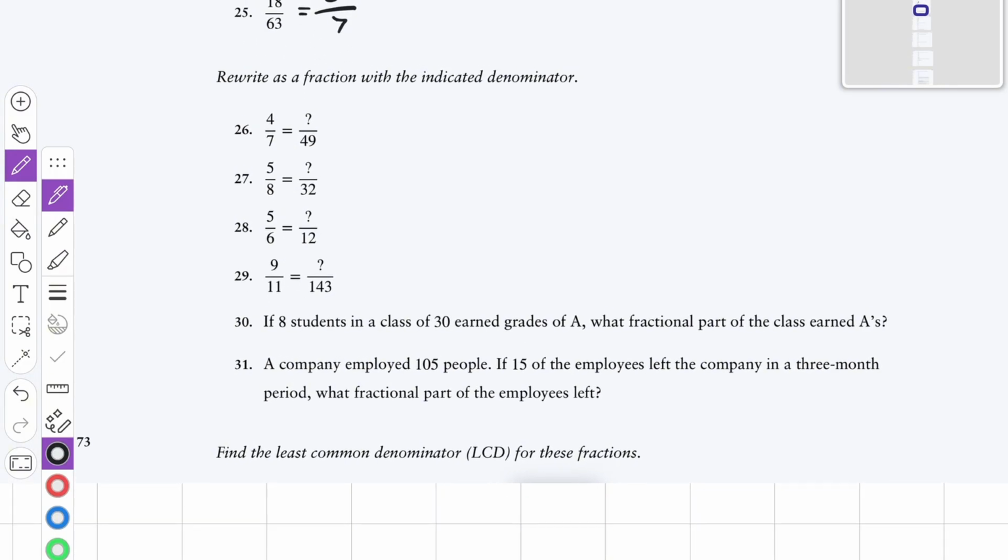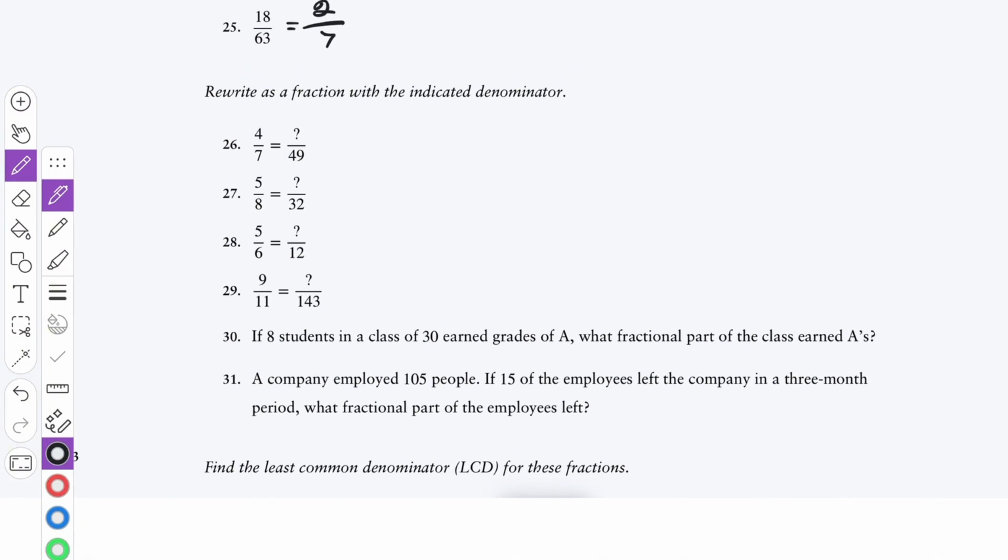And then rewrite as a fraction with the indicated denominator. So if I multiply 7 to get 49, 7 times 7, then I would just do the same thing. So this would be 28. Okay? And then I'll do 29. So what is 143 divided by 11? That would be 13. So 9 times 13 would give me 117. Okay, so you can just verify that.